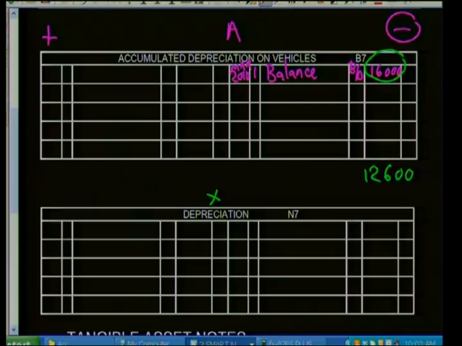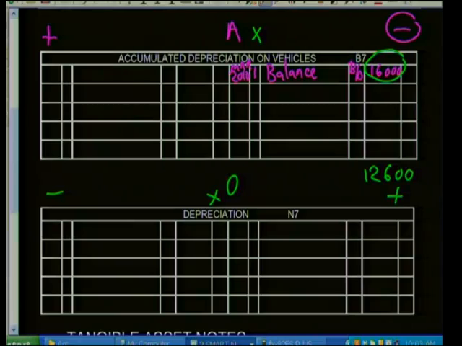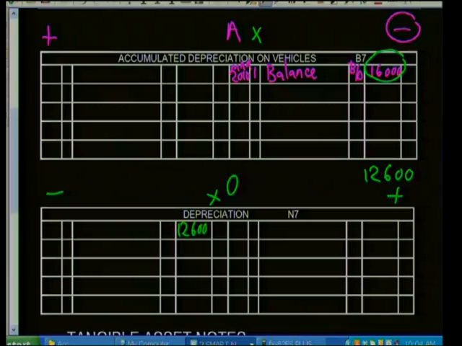So the accounts that will be affected will be depreciation as well as accumulated depreciation on vehicles. Remember, we are going to debit depreciation. Depreciation is obviously an expense for the business. So on the debit side, debit depreciation with 12,600, and which account then gets credit? Absolutely correct. We're going to credit accumulated depreciation on vehicles because the value of your depreciation is going to further decrease by 12,600. So debit depreciation, credit accumulated depreciation.